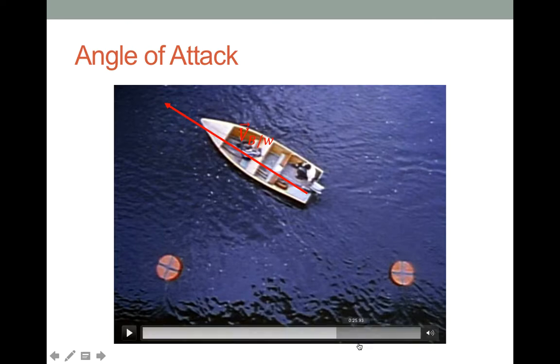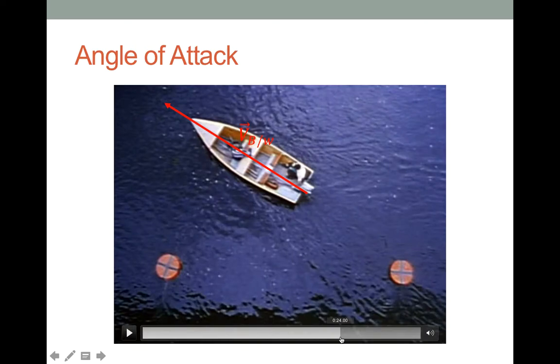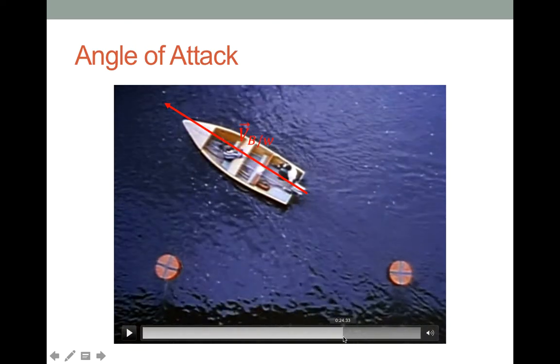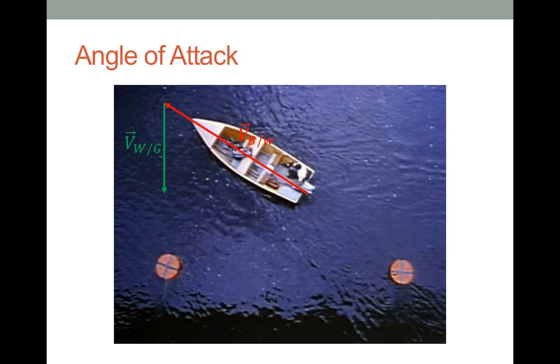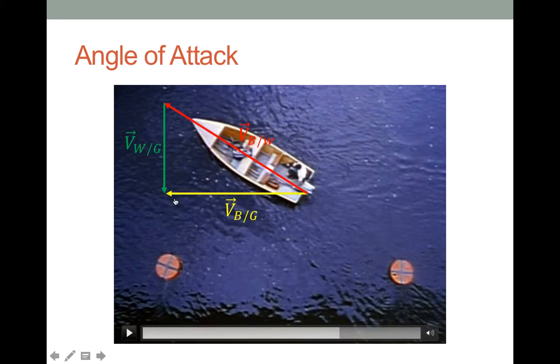And this red vector is in fact the velocity of the boat relative to the water, which moves right along the length of the hull. So there we can see that's the velocity of the boat with respect to the water. To that we must add the current, which is the water with respect to the ground. The resultant is this yellow vector, which is what we see because we're sitting on the ground.